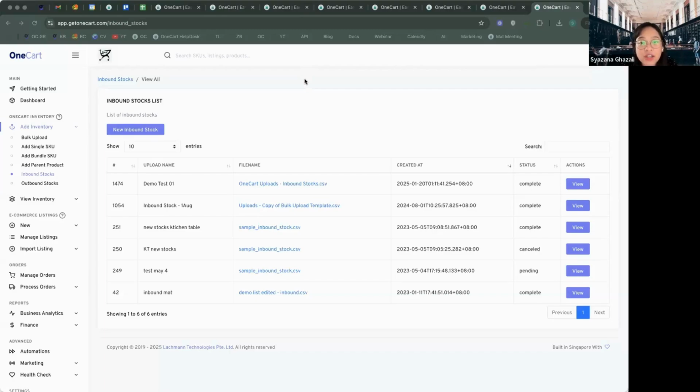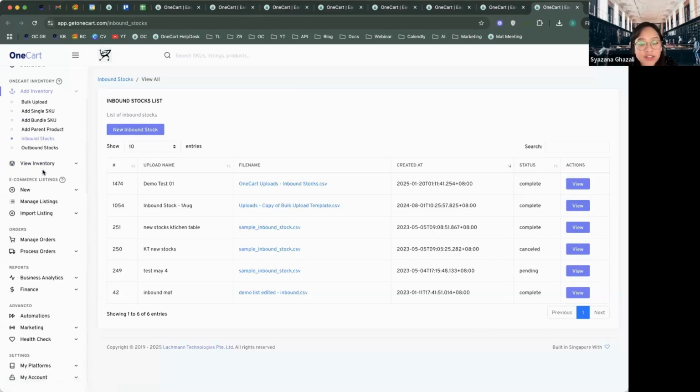So use the inbound stock to make it easier for you without the hassle of having to calculate what is your current stock on hand. So this is just quickly telling you how to upload, how to restock your item prior to the months to stock out.